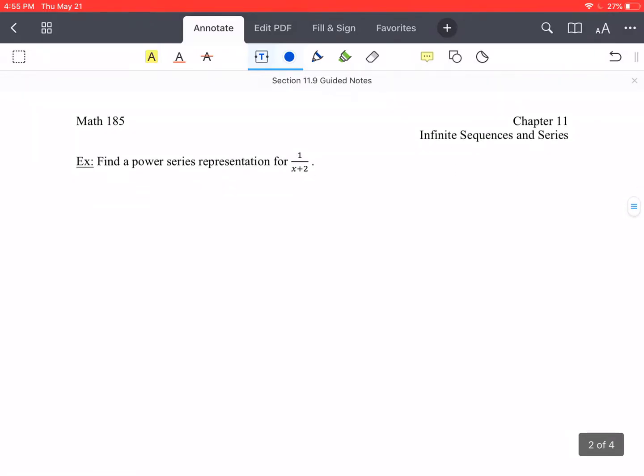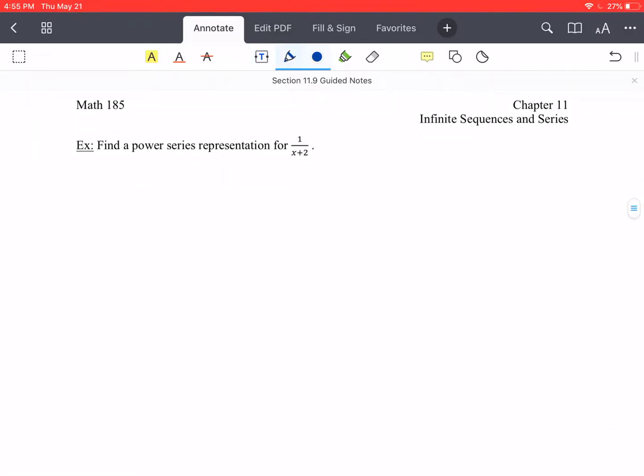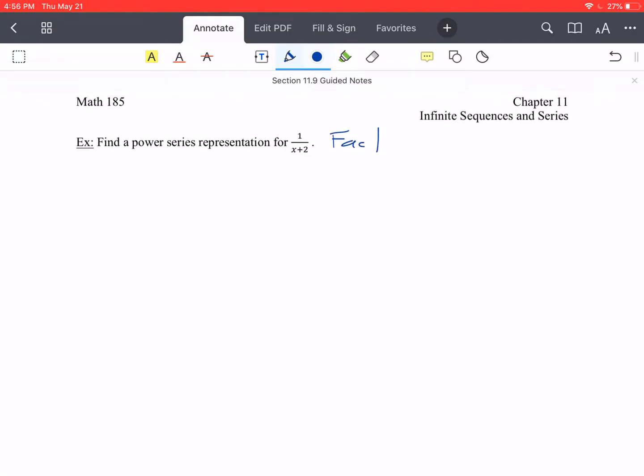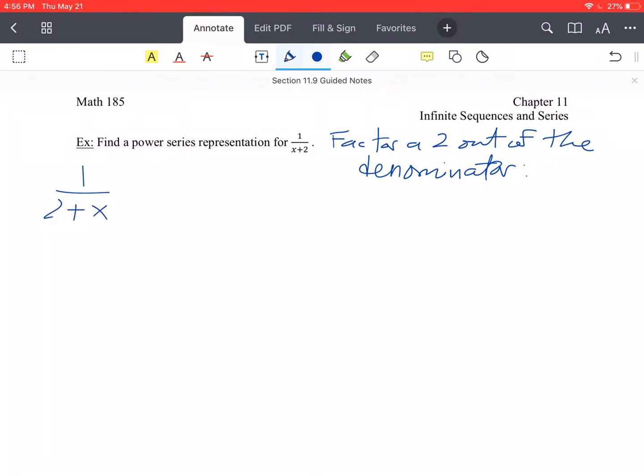Find a power series representation for 1 over x plus 2. What we can do is factor a 2 out of the denominator. So 1 over x plus 2. First of all, I'm just going to switch the 2 and the x, so 1 over 2 plus x, because that's going to match the form a little better.